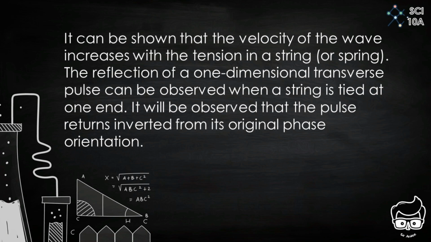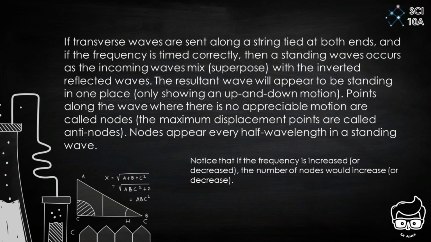The reflection of a one-dimensional transverse pulse can be observed when a string is tied at one end. It will be observed that the pulse returns inverted from its original phase orientation. If transverse waves are sent along a string tied at both ends, and if the frequency is timed correctly, then a standing wave occurs as the incoming waves mix, or superpose, with the inverted reflected waves. The resultant wave will appear to be standing in one place, only showing an up and down motion.